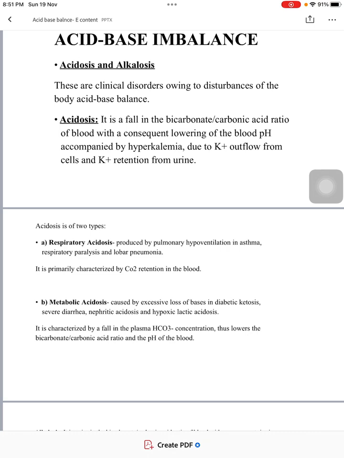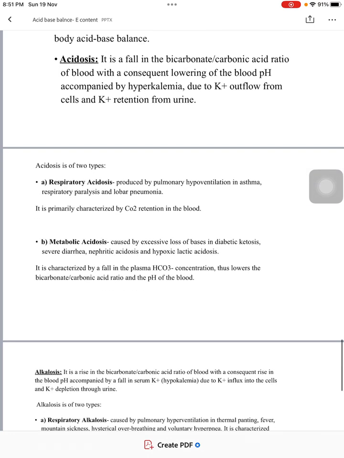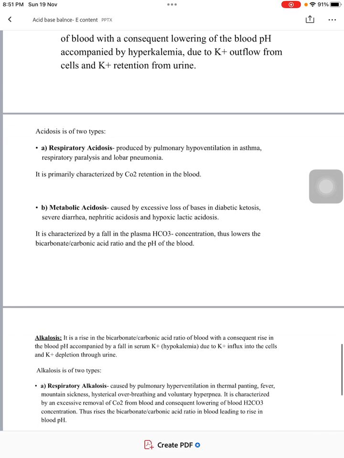Acidosis is a fall in the bicarbonate carbonic acid ratio of the blood, with a consequent lowering of blood pH accompanied by hyperkalemia due to potassium outflow from the cells and potassium retention from urine. Acidosis, as mentioned earlier, can be respiratory acidosis or metabolic acidosis. Respiratory acidosis is produced by pulmonary hypoventilation, as in asthma, respiratory paralysis, or lobar pneumonia. It is characterized by carbon dioxide retention in the blood.